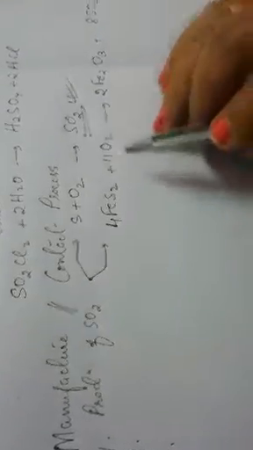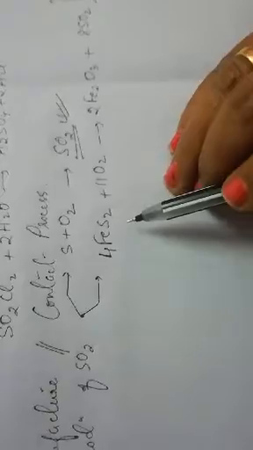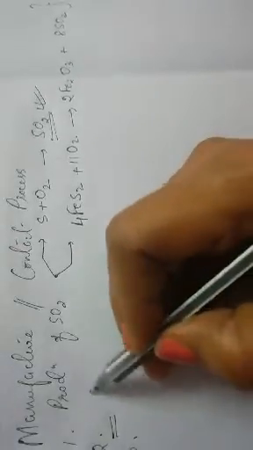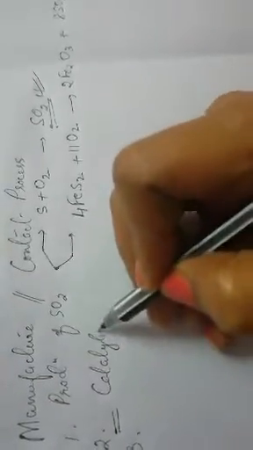Now in the first step, you have to write any one of these two equations unless it is otherwise specified that you have to prepare sulfur dioxide from iron pyrites. Clear? The second step is to oxidize sulfur dioxide. This step is also called catalytic oxidation.